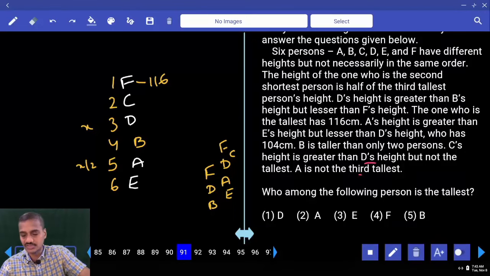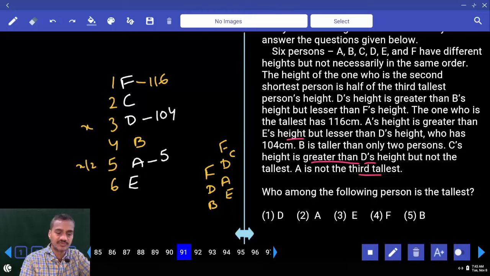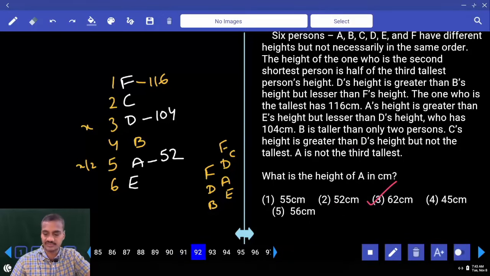And A is not the third tallest. C's height is greater than D's height but not the tallest. A's height is greater than E's height and D's height is 104. If D is 104, A is half of that, that is 52. Then who is the tallest? F is the tallest, choice 1. And what is the height of A? A is 52 centimeters, choice 2.